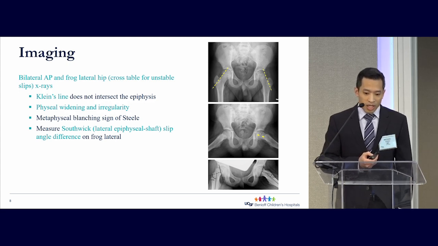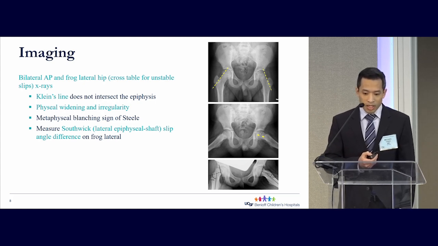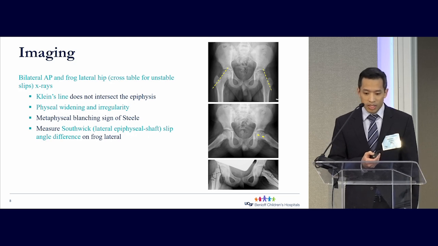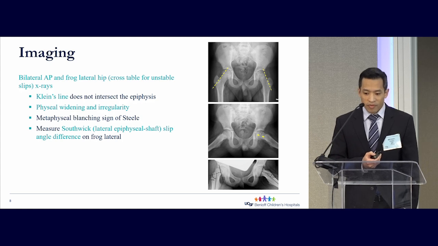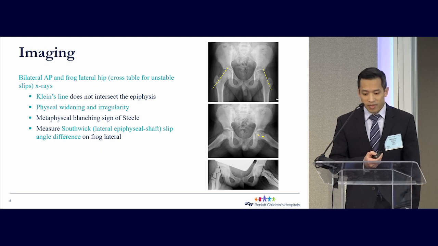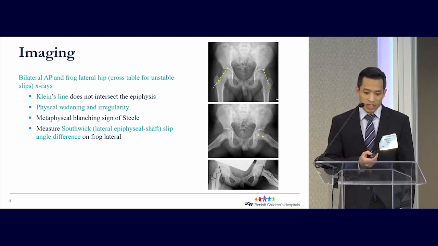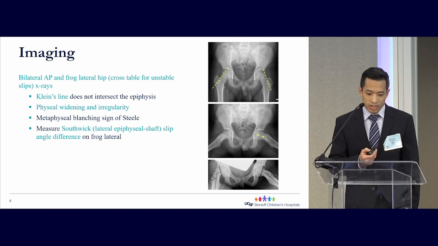Qualitatively, Klein's line, which is drawn along the superior aspect of the femoral neck, if abnormal, does not intersect the epiphysis. There may be widening or irregularity of the physis, which is a result of epiphyseal lysis. There may be metaphyseal blanching as a result of superimposition of the epiphysis and metaphysis. Quantitatively, we can measure the Southwick angle, which is the lateral epiphyseal shaft slip angle difference from side to side, to determine how severe the slip is.